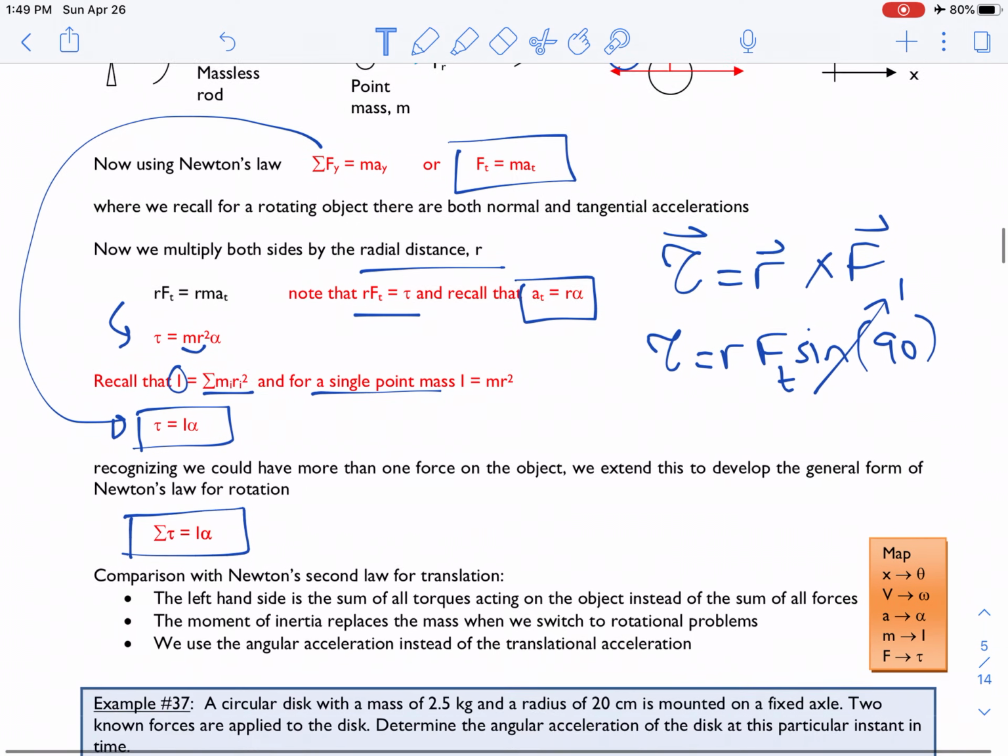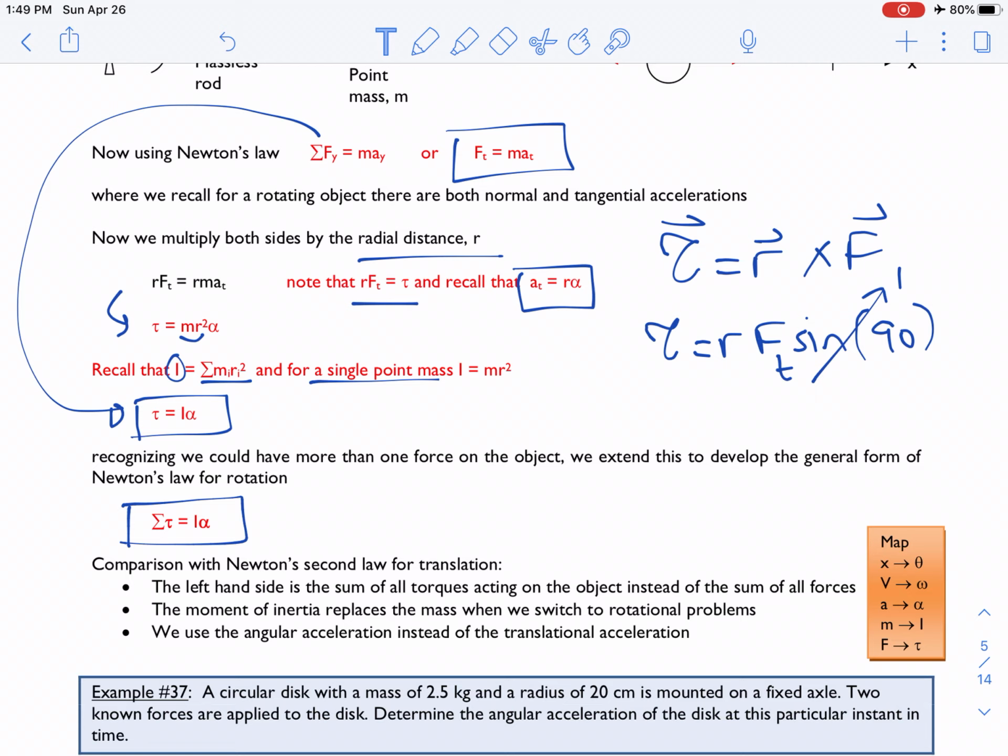Okay, so this is the third form, right? We did F is equal to ma, then we did F is equal to dp over dt, the change in momentum. And now this is the rotational form, torque is equal to I alpha. Okay, that's the third form of the second law.